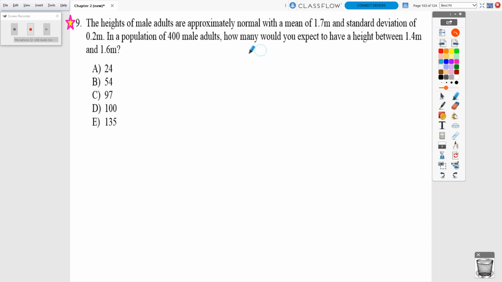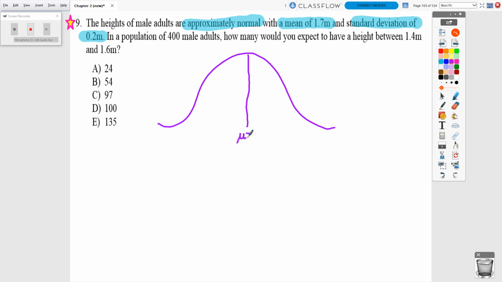All right, number 9, the heights of male adults are approximately normal, with a mean of 1.7 meters and a standard deviation of 0.2 meters. Apparently they are not from the United States, because why are we in meters? In a population of 400 male adults, how many would you expect to have a height between 1.4 and 1.6 meters? So consider, we have an approximately normal distribution.